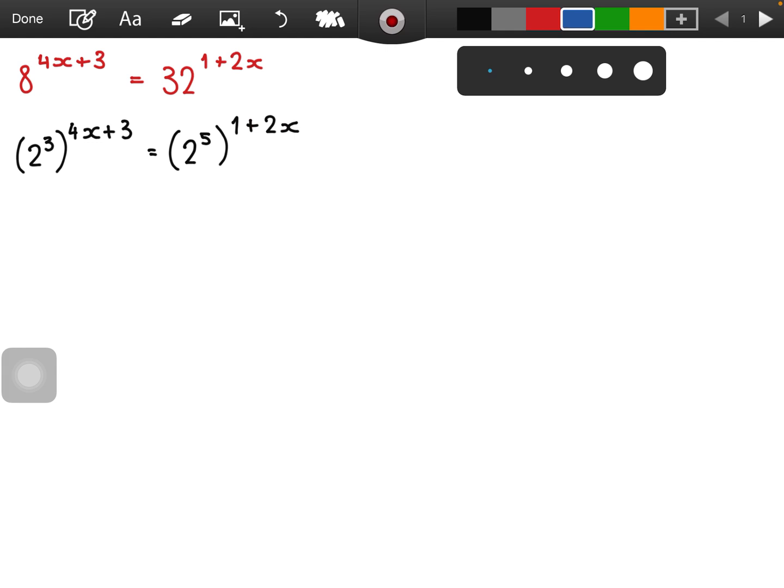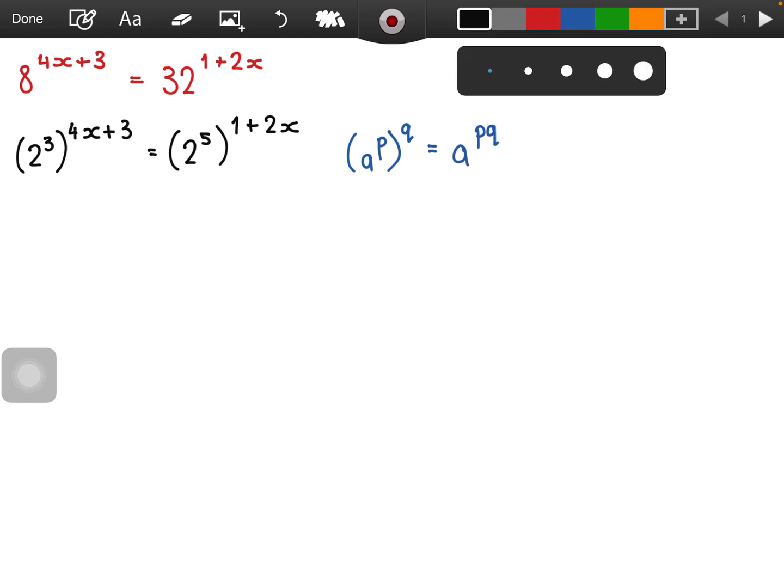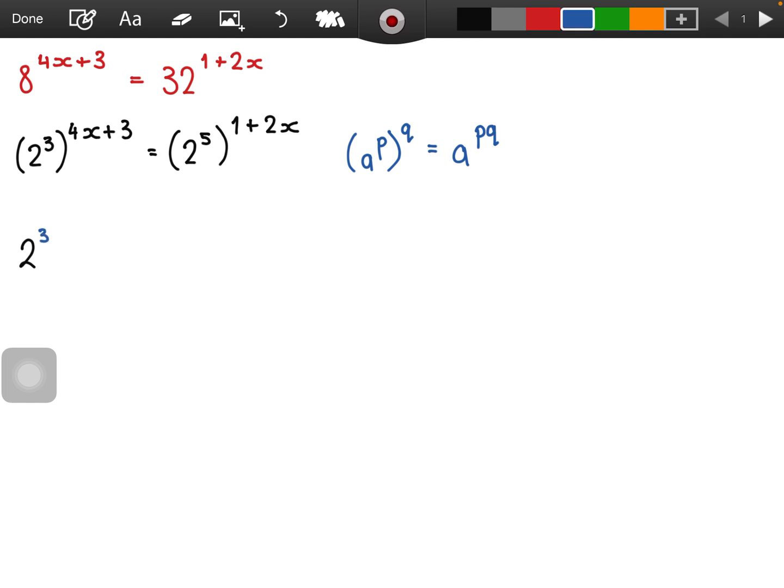And once I get to here, it's nice and easy because I can use the rule from page 21 of the log tables: some base with some power, all to another power, means that I have to multiply the powers together. So over here I have 2 with a power of 3, so 3 must multiply the other power, the 4x plus 3. And likewise on the other side of the equals, that 2 to the power of 5, that 5 must multiply the other power there.